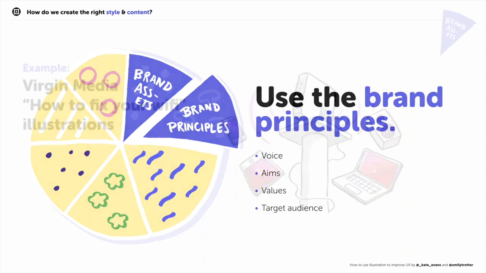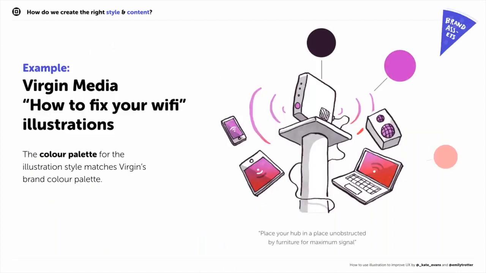We have an example of this for you. In this example, we created some illustrations for Virgin Media, and this was for a well-read page on their website called How to Fix Your Wi-Fi. It's on brand for a few reasons, and the first one is that we took their color palette and put it directly into the illustration, mostly using the primary red because that's mostly attributed to Virgin.